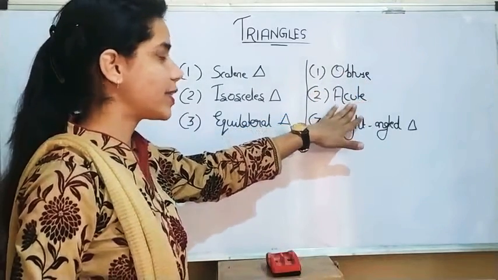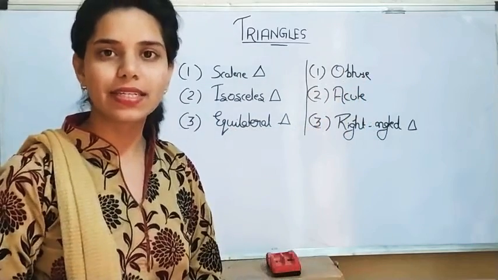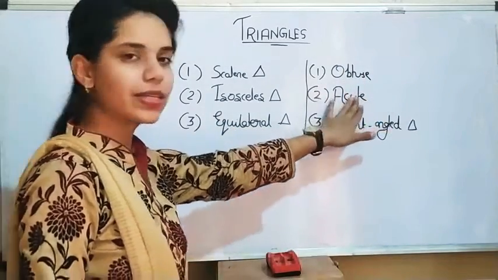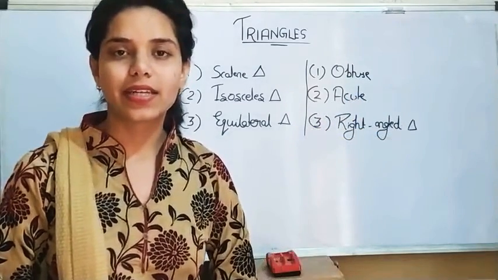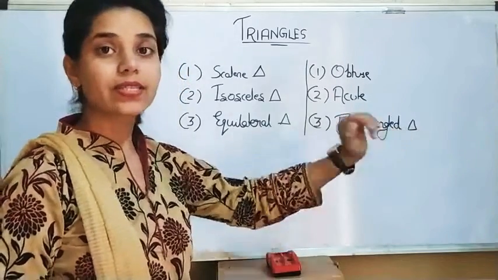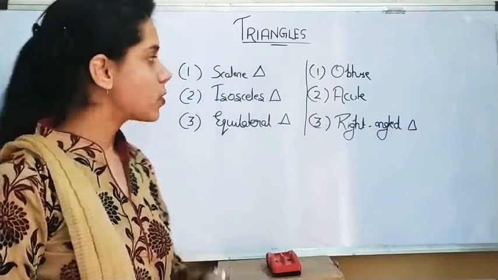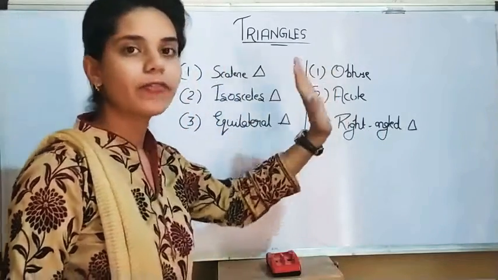The triangle which makes an angle less than 90 degrees is known as an acute angle triangle. And what are right angle triangles? A right angle triangle means the triangle which makes a 90 degree angle. So these are the triangles on the basis of sides and on the basis of angles.